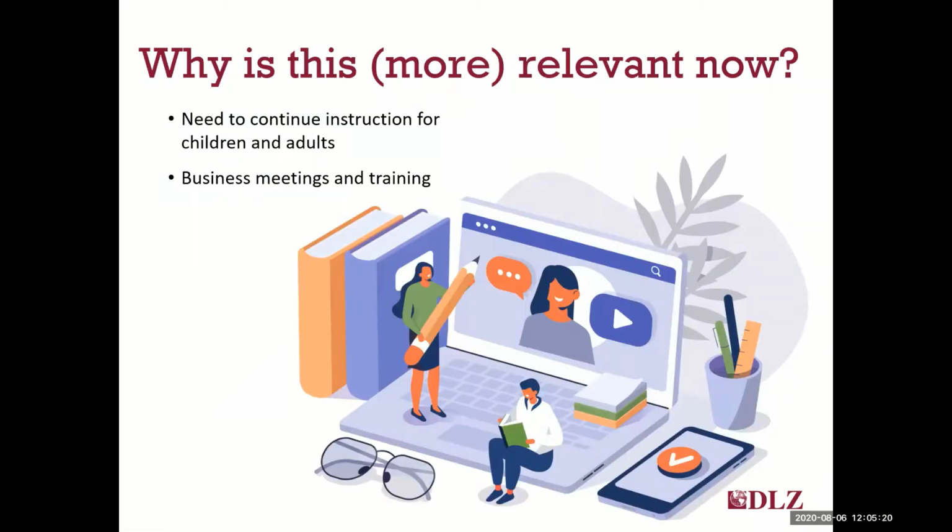In addition, nearly all elementary and secondary schools and colleges and universities closed and pivoted to online instruction in the spring. Some will continue to provide online instruction, at least to some extent, in the fall. On the business side of things, many meetings and trainings are now being done online. This is much more common than in the past also, and is likely to continue.